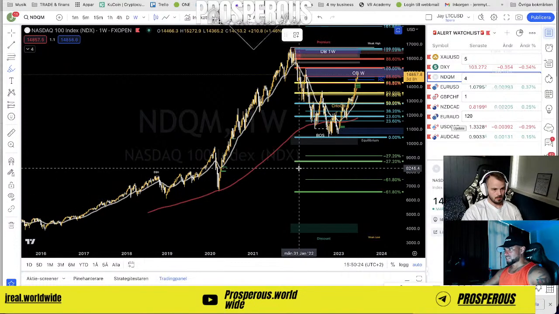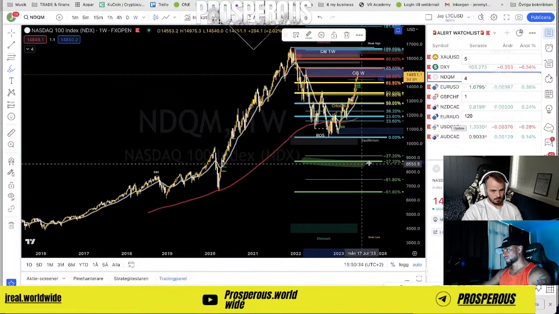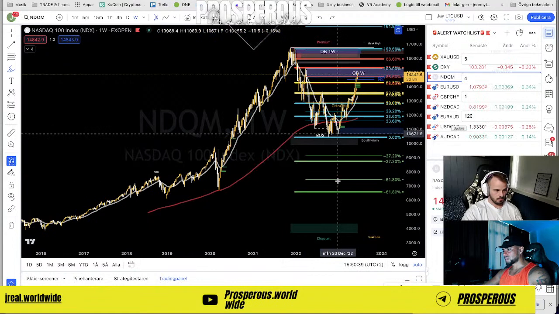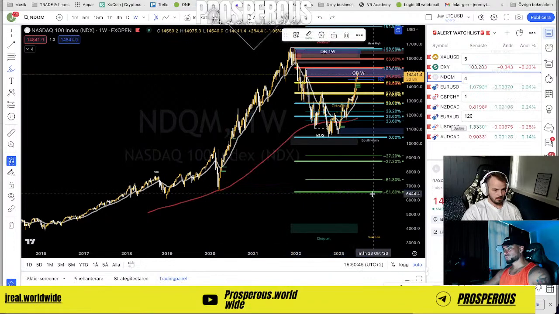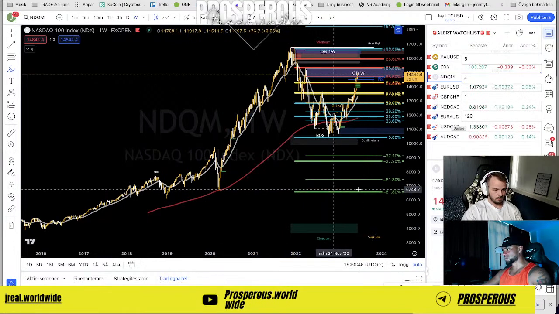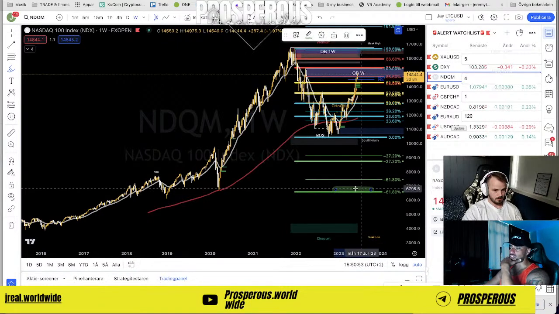I think NAS is coming down at least down to this level. So it's 8,760 about. Yeah, this would be a good area, but it can absolutely drop down to the COVID levels. These are the COVID levels. So this means that we come down to 6,700. If that happens, damn, that's a major drop.